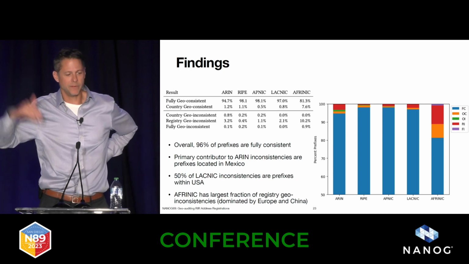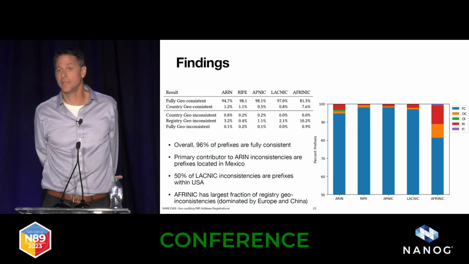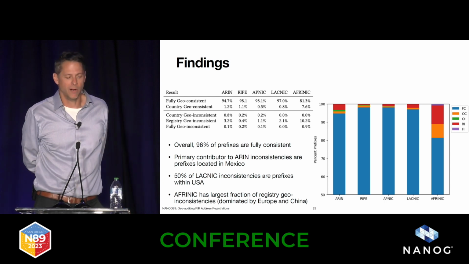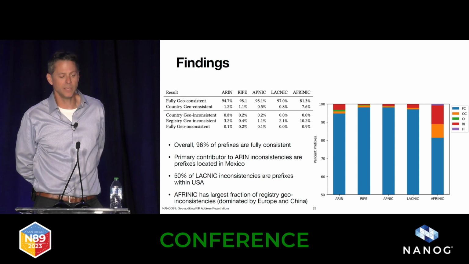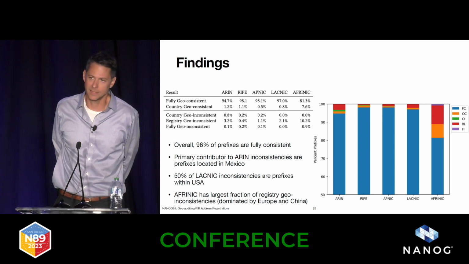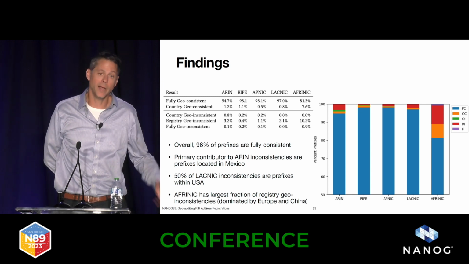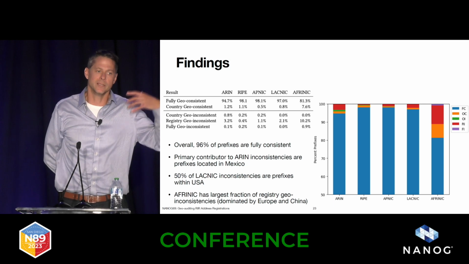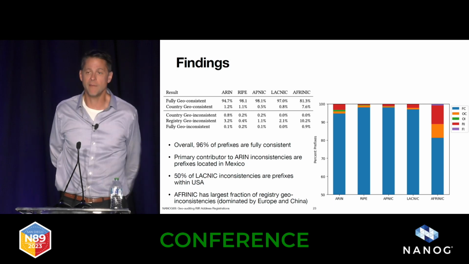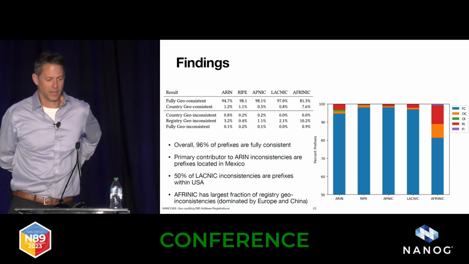When we look at the different kinds of inconsistencies, we do see that Afrinic has the most inconsistencies of any of the RIRs. And the most prevalent type of inconsistency is this registry geo-inconsistency. The example that I just gave before, where the RIR is Afrinic, the organization is in the African region, but those addresses are being used outside of Africa.